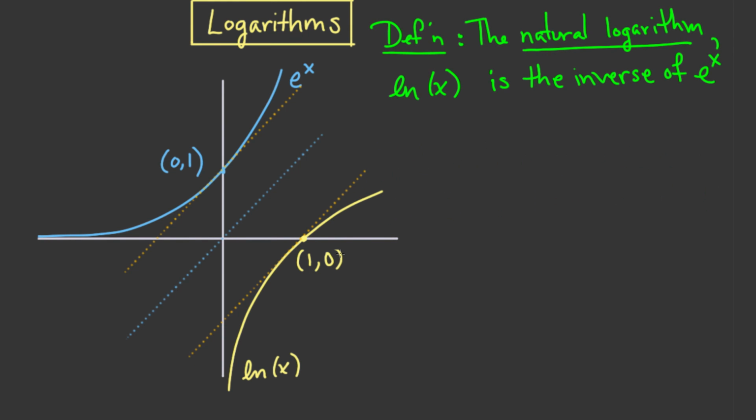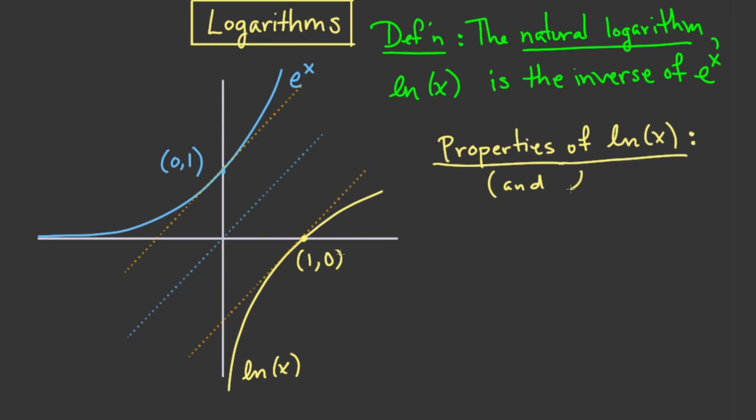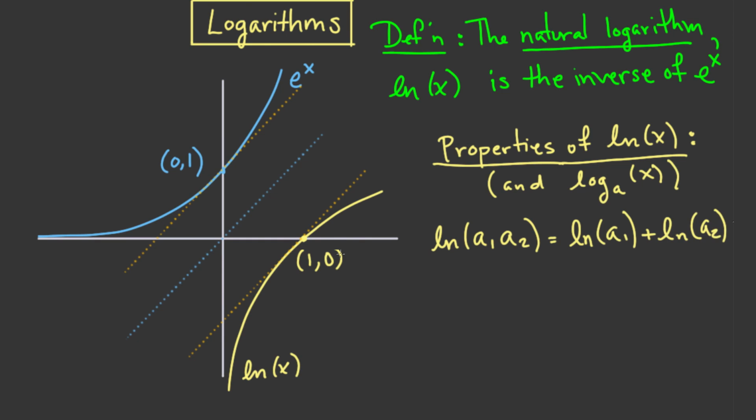Before we get any further into finding the derivative of this function, I want to remind you of some of the properties of the natural logarithm. And these properties actually hold for all logarithms with any base. And all of these properties follow from the inverse relationship with the exponential functions. These properties are that log of a1 times a2 is equal to log of a1 plus log of a2. And this follows from the property that e to the b1 times e to the b2 is equal to e to the b1 plus b2.